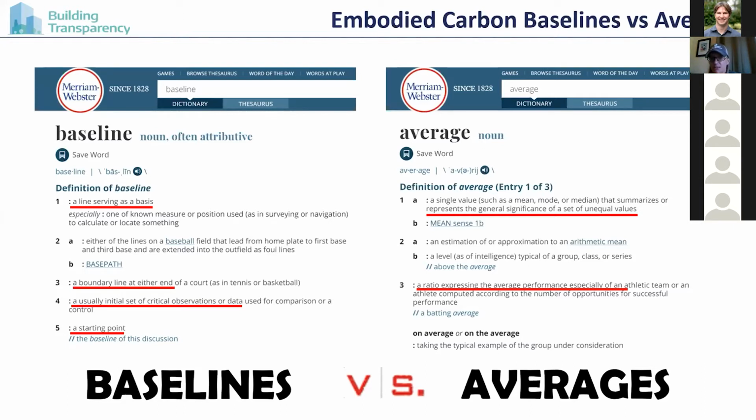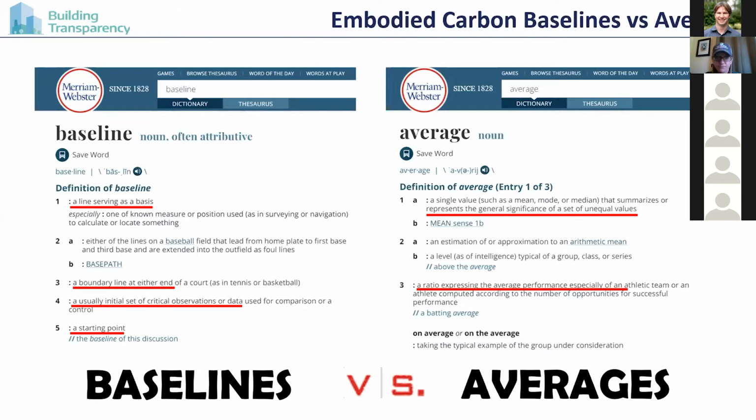An average is a value that represents the general significance of a set of unequal values. So again, if we've got a whole bunch of different manufacturers creating materials that are all over the place when it comes to emissions with varied alignment in the data, the average is meant to create a line that is representative of the average of those things. So again, just to kind of ground everyone in the differences and what baselines versus averages are really meant to be used for.